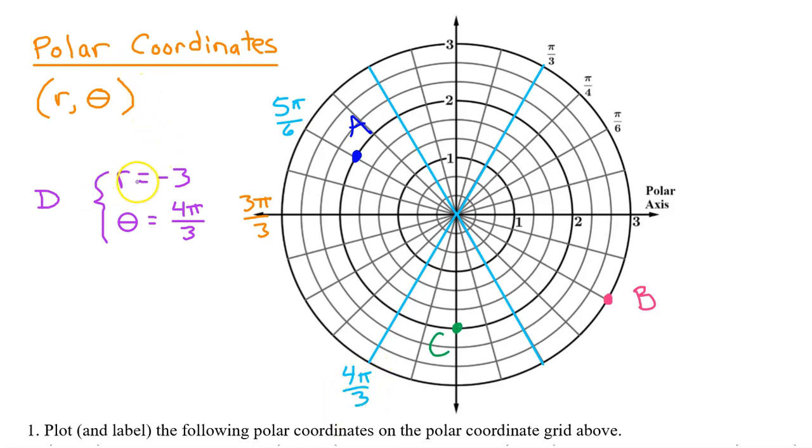To graph point D, I'm going to ignore the negative for now and move 3 away from the origin. Then I will rotate to 4 pi over 3. However, because the r value is negative, we have to move in the opposite direction, landing here in the 1st quadrant. So point D is right here.